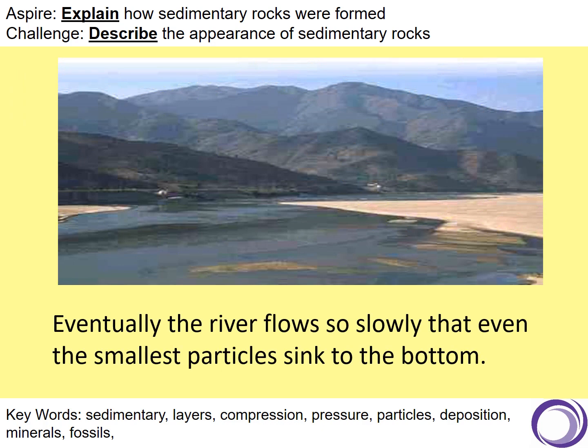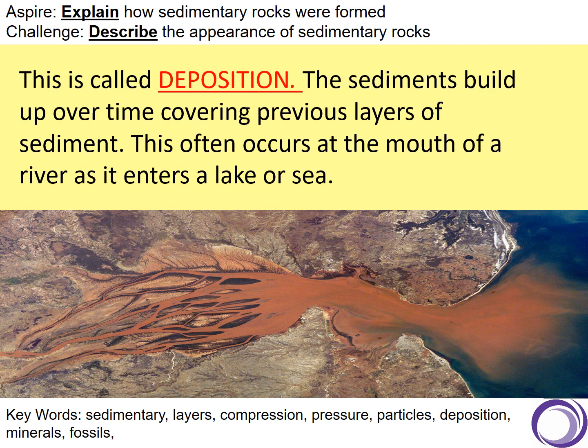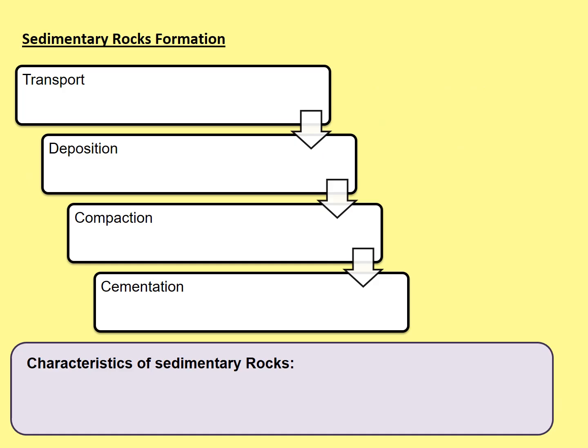So eventually the rivers will flow so slowly that even the smallest particles will sink to the bottom. This is the process of deposition, and the sediments build up over time, covering previous layers of sediment. It often occurs at the mouth of a river where it enters a lake or a sea, and will also occur within lakes and seas where sediments are dropped to the bottom. Again, I'm going to give you about a minute to record that information about deposition.